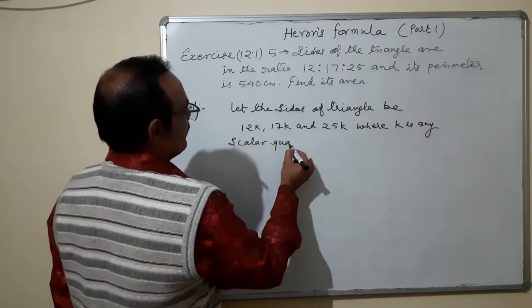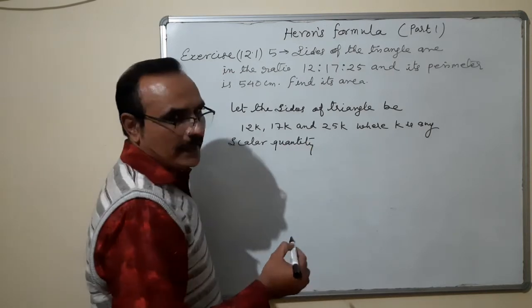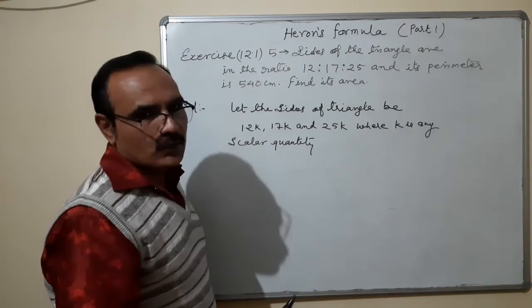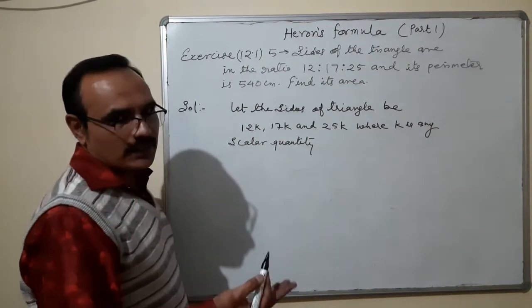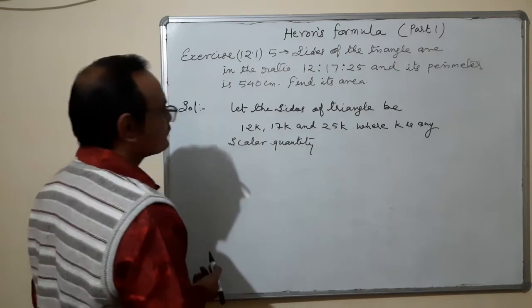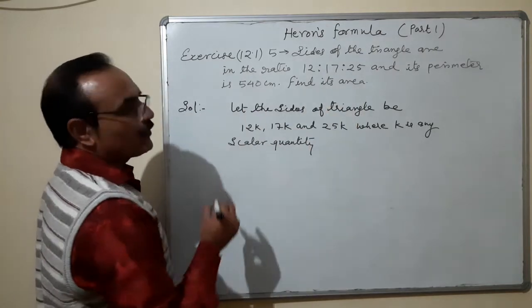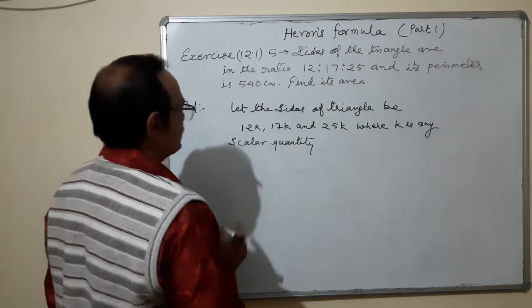Okay, what does it mean? K is any term, like any scalar quantity 1, 2, 3, minus 1, minus 2, minus 3, whatever it is. By the way, it is coming in the form of positive only. It is any scalar quantity. Okay. Perimeter is given 540 centimeter.